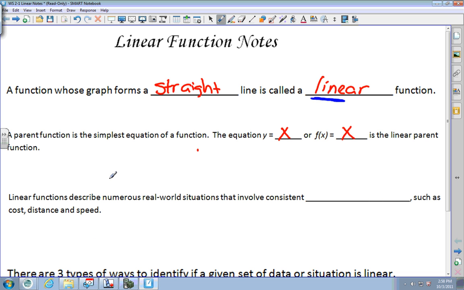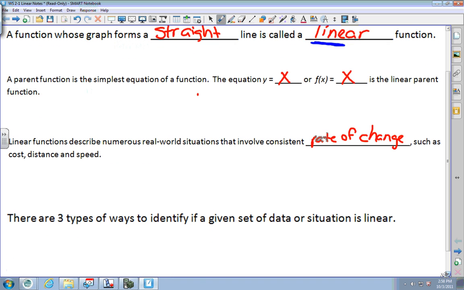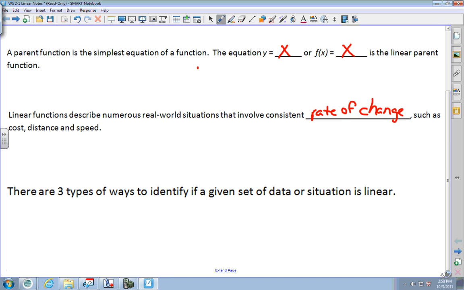Linear functions describe numerous real-world situations that involve a consistent rate of change, such as cost, distance, and speed. There are three ways to identify if a given set of data is linear or not.